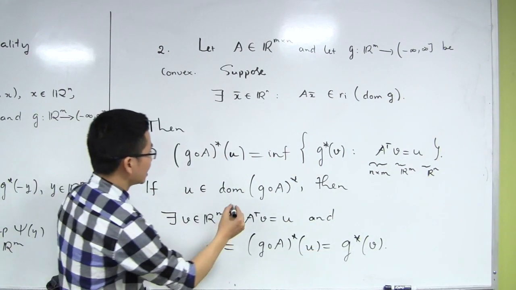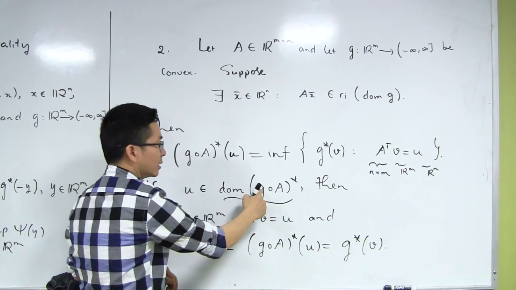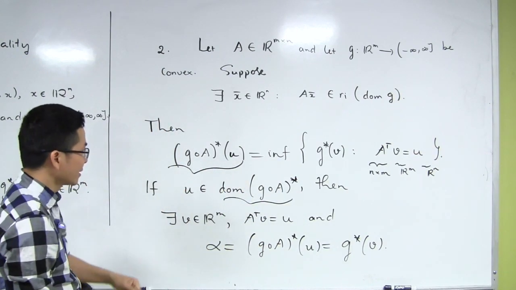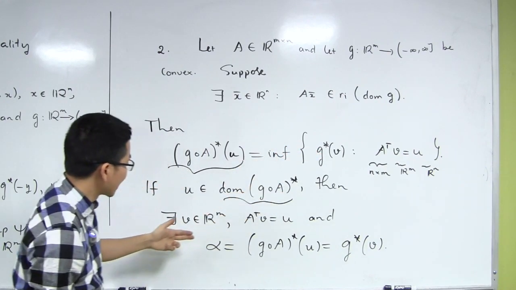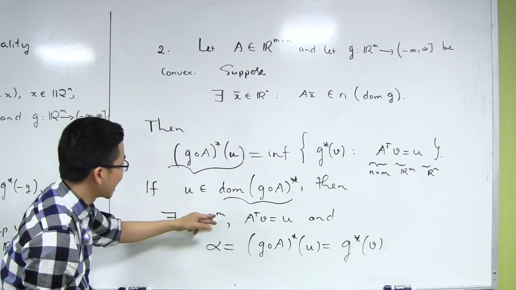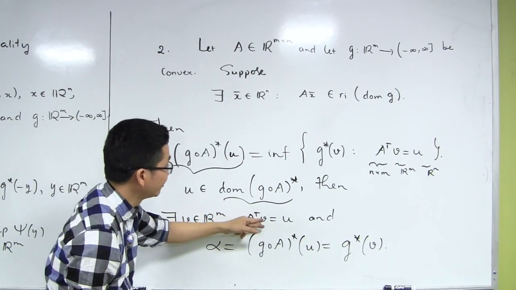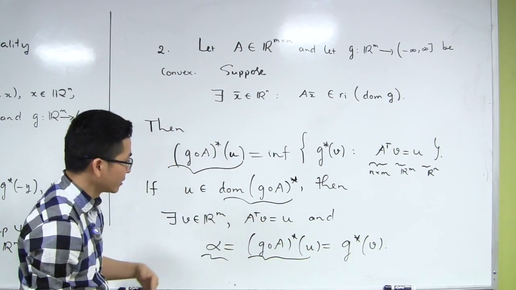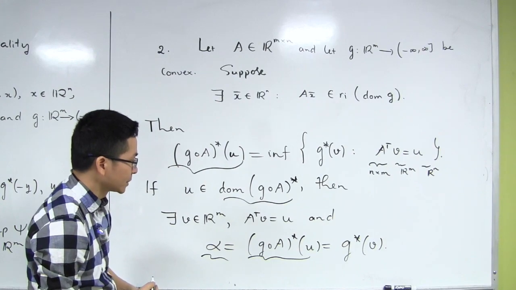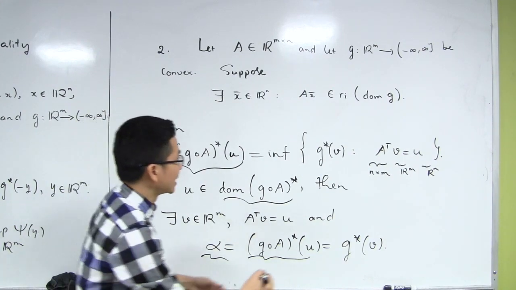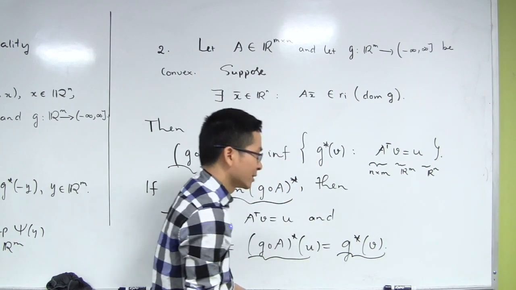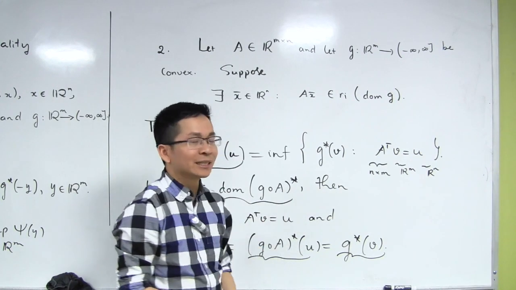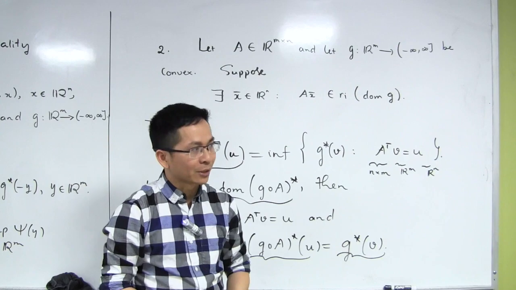If u belongs to the domain of the Fenchel conjugate of the composition, that means this is a real number, then the infimum here is attained in the sense that there exists some v in Rm such that A transpose times v is equal to u, and alpha being this number, the Fenchel conjugate of g composed with A at u, is actually the Fenchel conjugate of g at v. Okay, so again, we proved this in my lecture on Fenchel conjugate calculus.